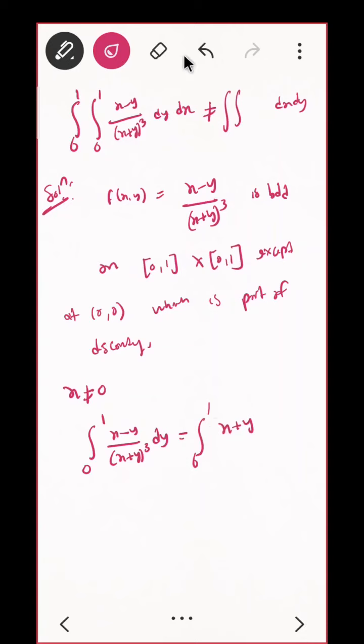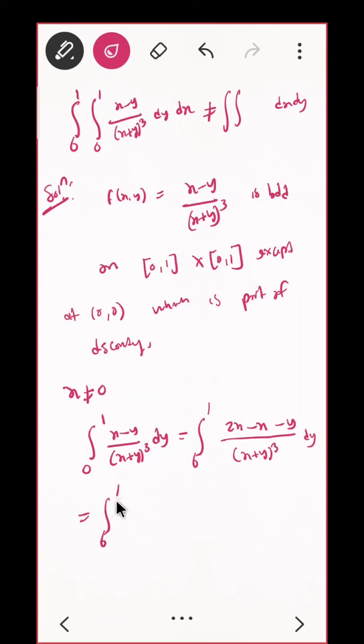Or maybe I should do one more thing. I can write it as 2x minus x minus y. Minus y is already there. I am writing x as 2x minus x. Is that okay? This is dy. Next term is that, what is that?